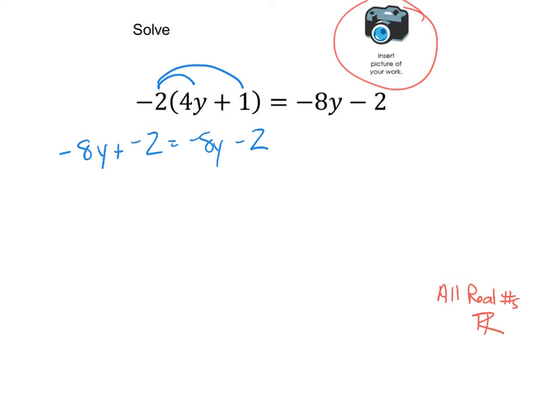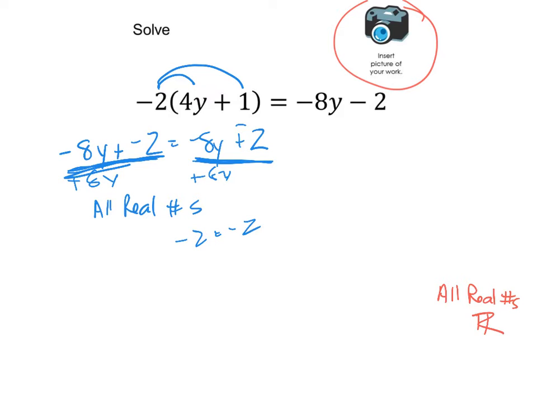And then solve that way. I'm actually done. I see exactly on my left-hand side what I have on my right-hand side. So I know it's all real numbers. Or if I added 8y to both sides, I would have had negative 2 equals negative 2, which is true, but all real numbers.